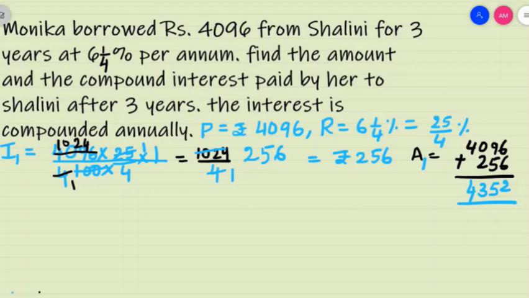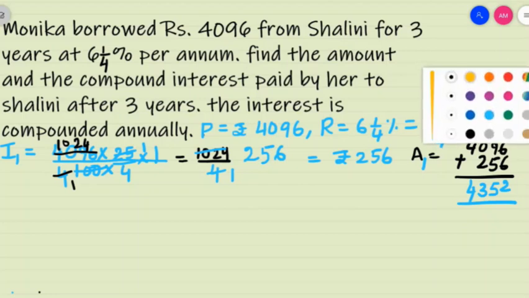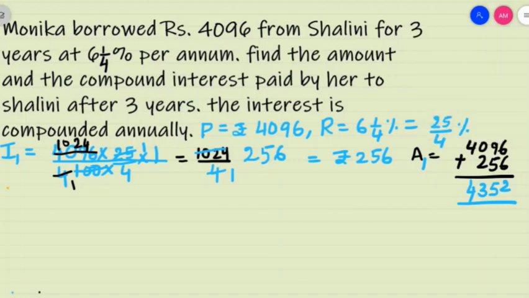So let us go for the second year's interest. Now let us see what the second year interest is. The second year interest will be calculated on 4352, and the same rate will be 25 by 4 into 1 divided by 100. Children, I have told you, you can put 100 in the denominator, because 4 will also come in the denominator and 100 will also come in the denominator.